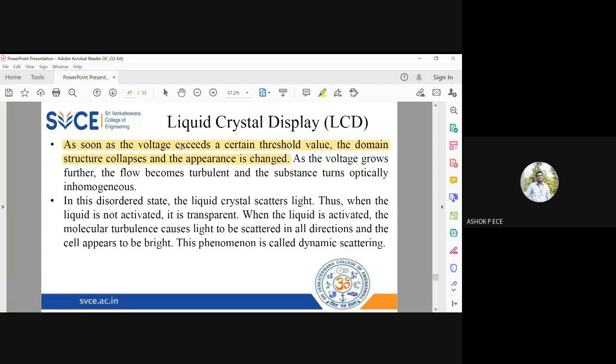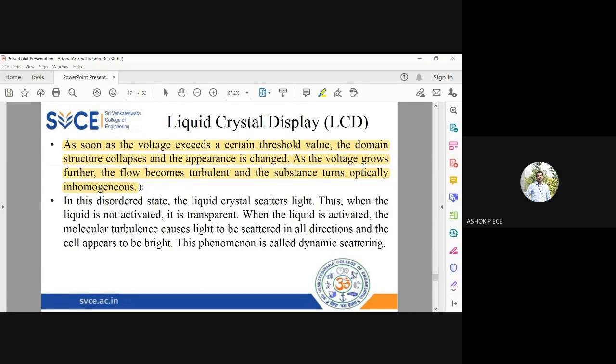And if you start increasing the voltage applied to the LCD further and further, the flow becomes turbulent and the structure turns optically inhomogeneous. Finally, it becomes inhomogeneous. Inhomogeneous means the molecules will start appearing distinct from each other. So you can operate the LCD only within the threshold value.